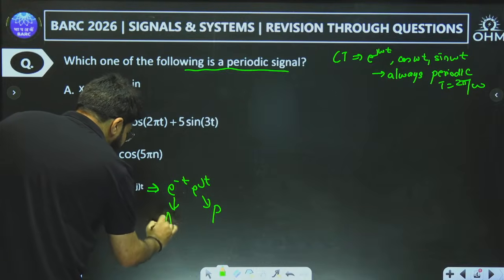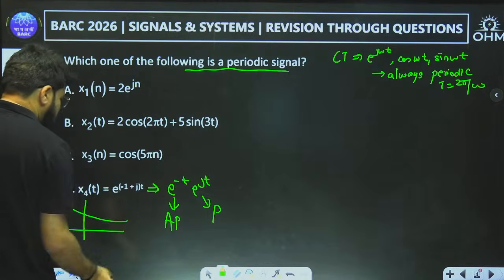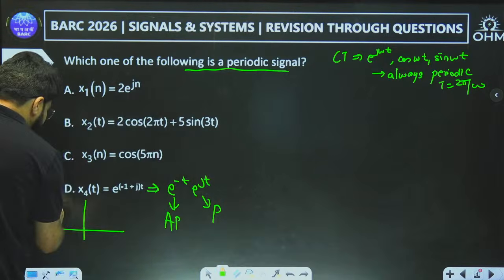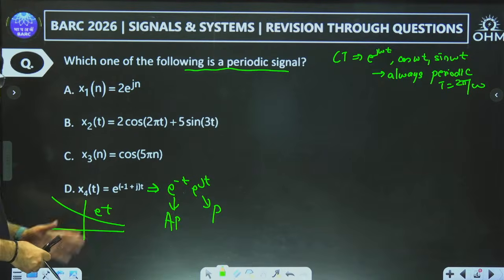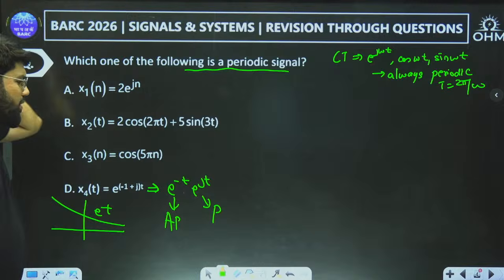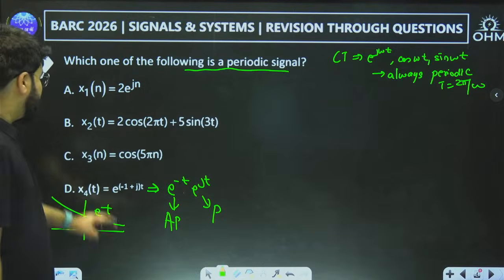E power minus t is aperiodic, an exponentially decreasing function, and that too given for all values of time. This does not have any repetition, it continuously decreases only. So this is aperiodic. Correct answer, yeah, Sai Vikas and Govind have given the correct answer, C.